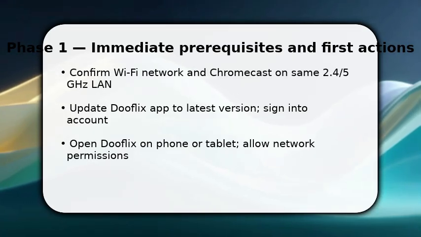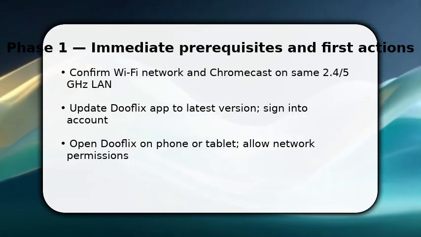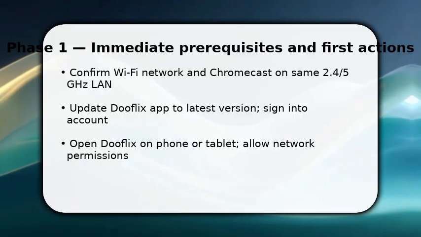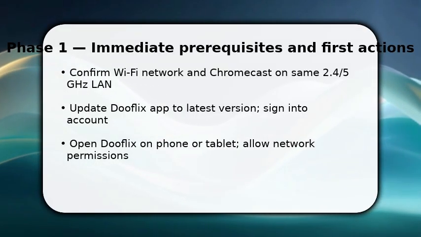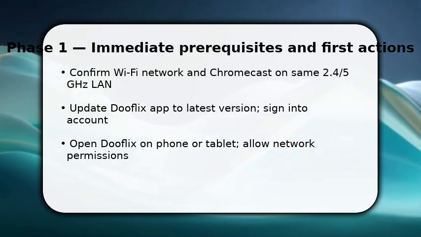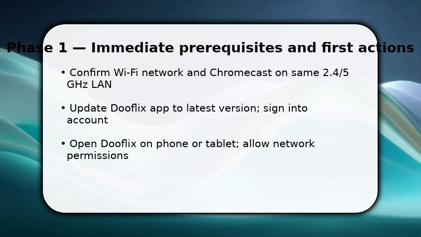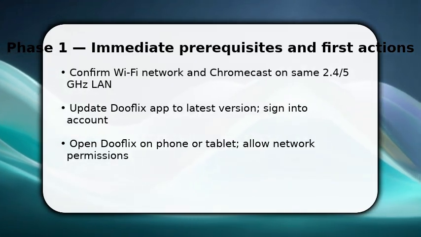You begin by confirming that your phone and Chromecast share the same Wi-Fi network because devices must see each other. Once done, update Dooflix and sign in so content and cast features are enabled. Now open the app and grant any network permissions it asks for, otherwise casting won't appear. Make sure Chromecast is powered and idle on the TV. If it shows home, you're ready.